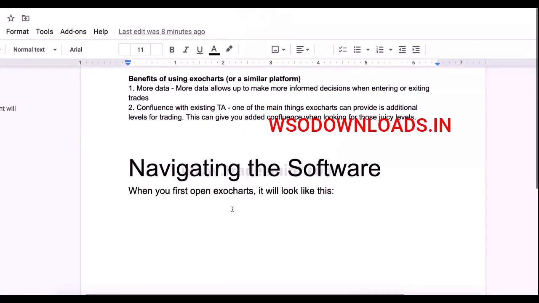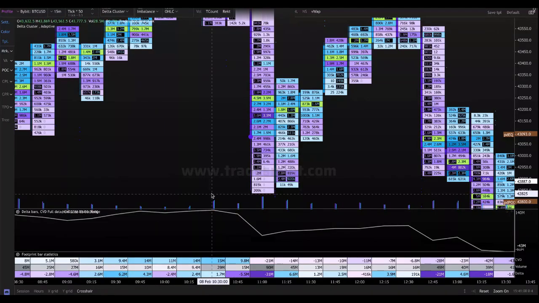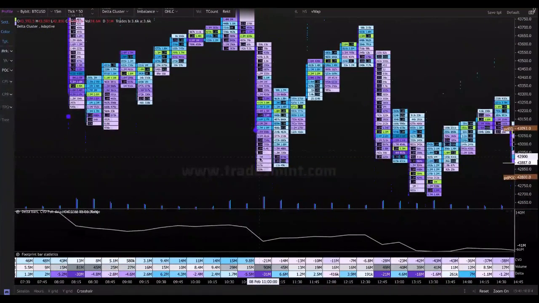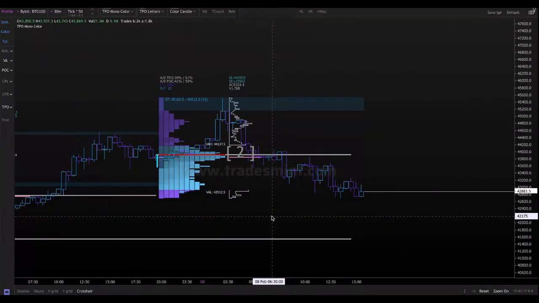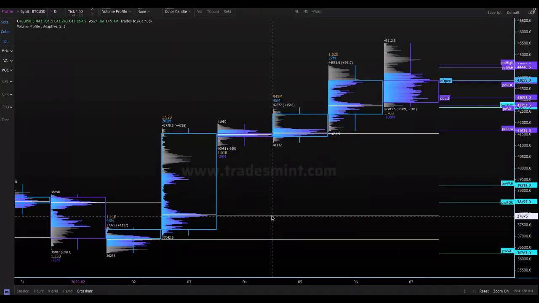So let's talk about some of the benefits of using Exocharts or a similar platform. First of all, using a platform like this will give you more data that allows you to make more informed decisions when you're entering or exiting a trade. So for example, right here we can see that we have so much data that we could look at, right? We look at some of these different charts here, we see there's a lot of data that we can look at, and this data will help inform us and help us to make more informed decisions when we are either longing, shorting, taking profits, or even setting our stop losses.